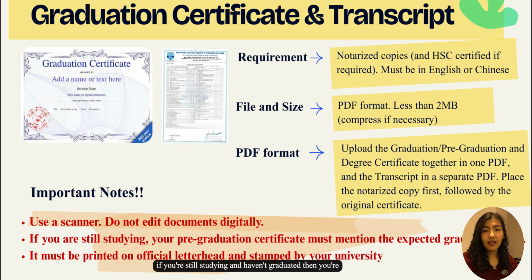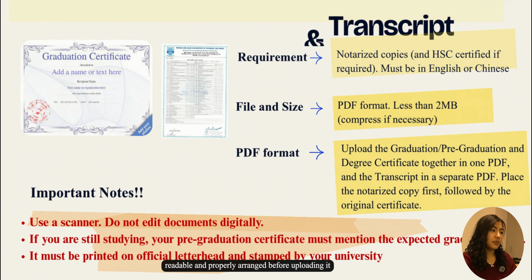If you're still studying and haven't graduated, then your pre-graduation certificate can also be used. So this pre-graduation certificate must clearly mention your expected graduation date, and it must be printed on an official university letterhead and stamped by your university. Also, make sure that everything is clear, readable, and properly arranged before uploading it.